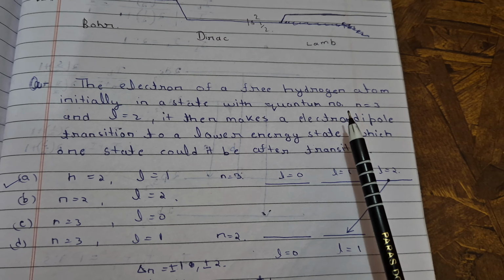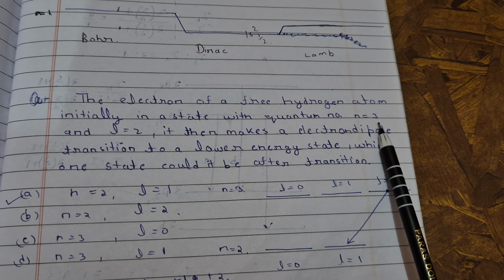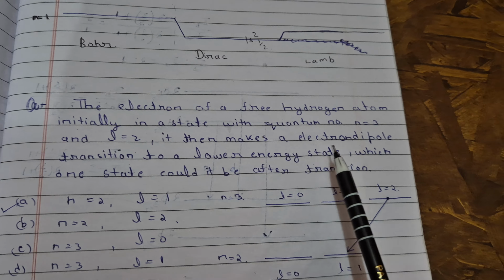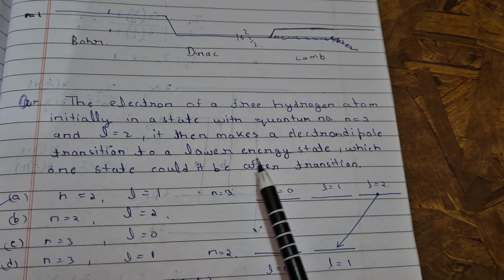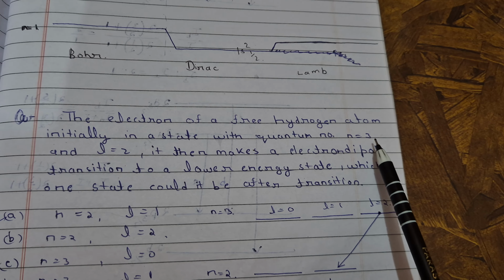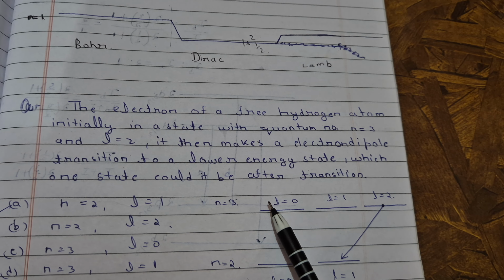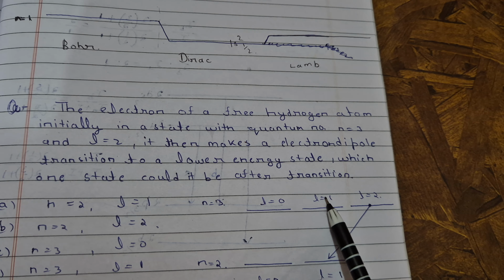The electron of a free hydrogen atom initially in a state with quantum number n equal to 3 and L equal to 2 then makes an electron dipole transition to a lower energy state. Which state could it be after the transition? So initially it is n equal to 3 and L equal to 2. At n equal to 3 you will have 3 L values, 0, 1 and 2.